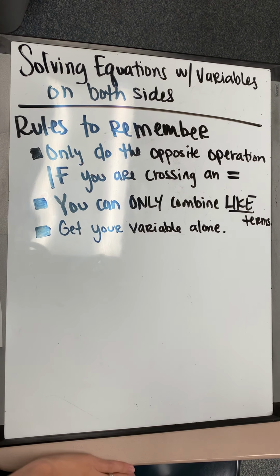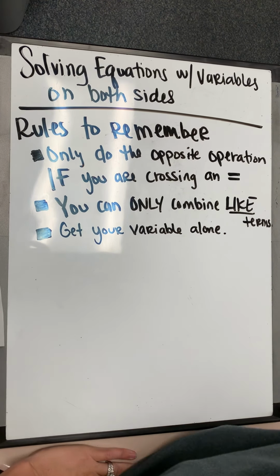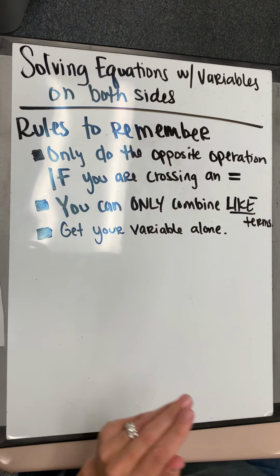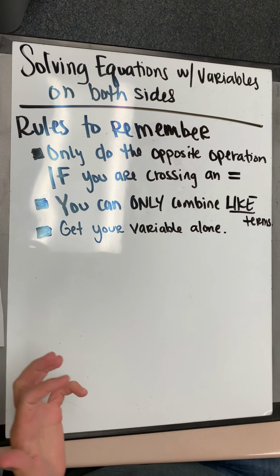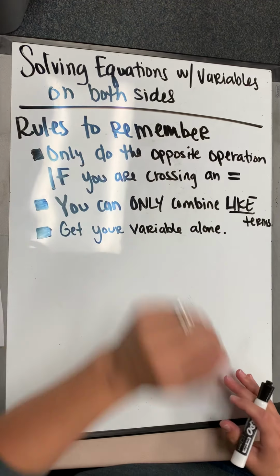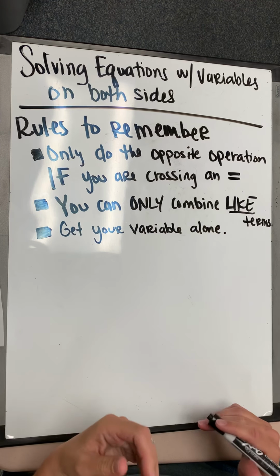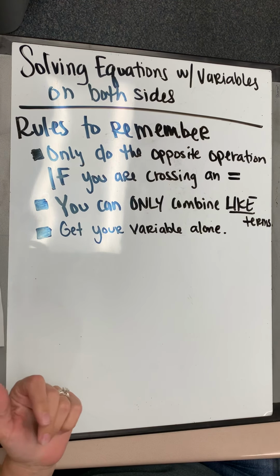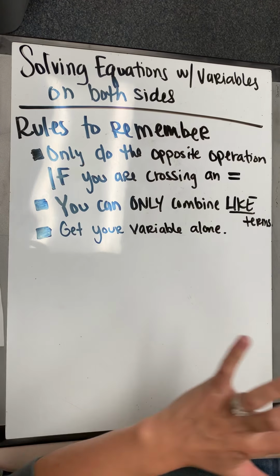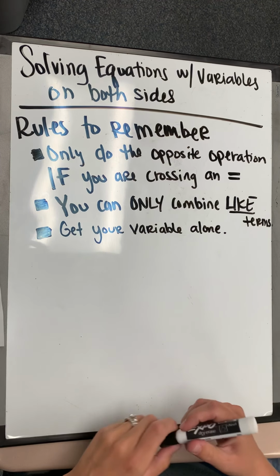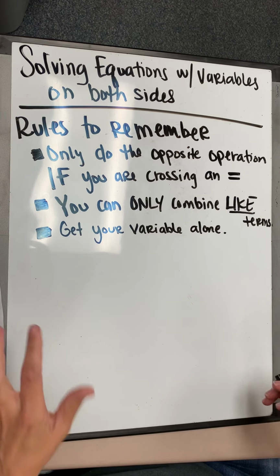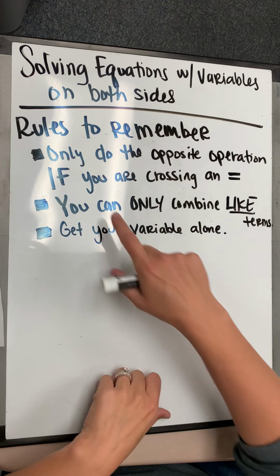In this video, we're talking about solving equations with variables on both sides. For the last little bit, we've talked about solving one-step or two-step equations, even multi-step equations. And then we've also talked about combining like terms. Now, there's a couple of rules that I want you guys to remember.